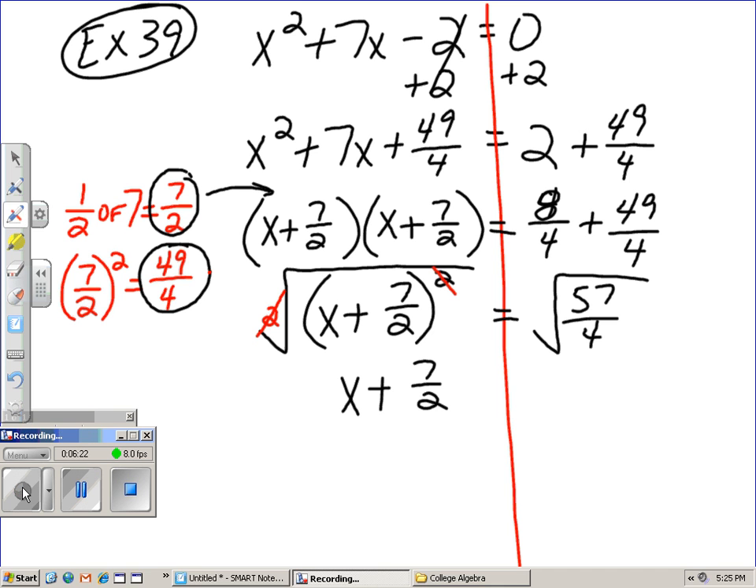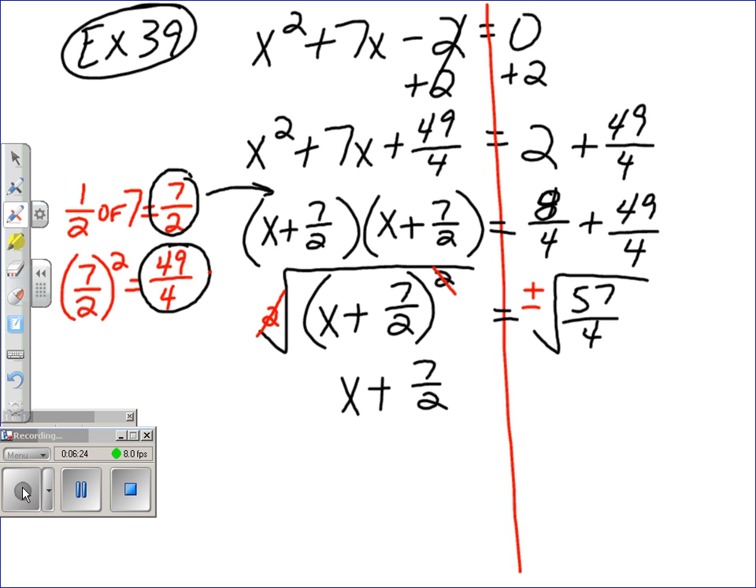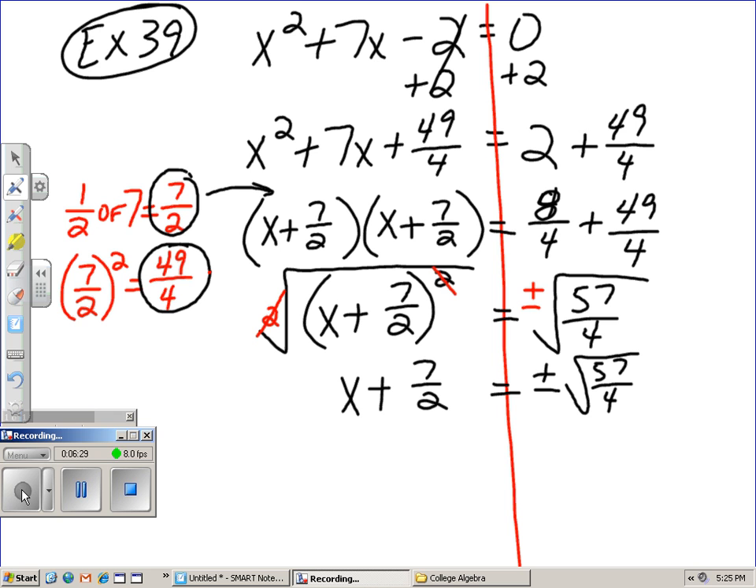And don't forget to put a plus or minus in front of every square root that you do. So that's what I have now. X plus 7 over 2 equals plus or minus a scary square root of 57 over 4, which we'll try and simplify a little bit here in a minute. Remember, though, I need to get the x alone, so I need to get rid of 7 over 2. So I minus 7 over 2 from both sides. That gets my x alone.